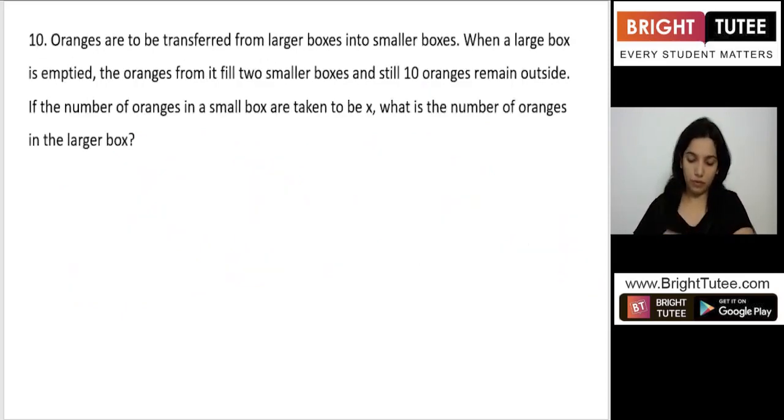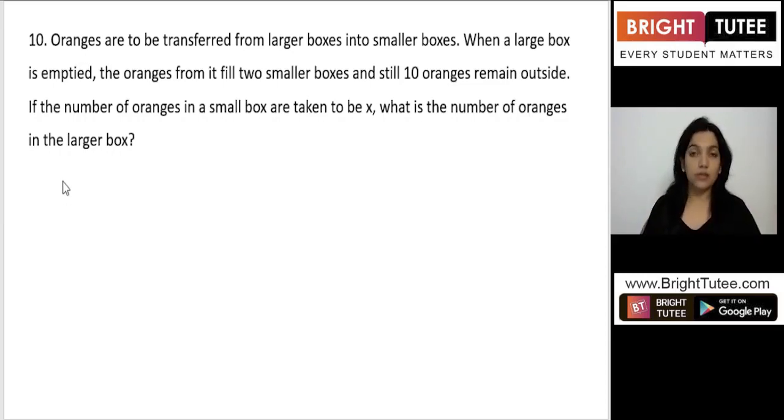Okay. Moving to the next question, number 10, it says oranges are to be transferred from a larger box to smaller boxes. When a large box is emptied, the oranges from it fill 2 small boxes and still 10 oranges remain outside. If the number of oranges in a small box is taken to be x, we need to find the number of oranges in the large box.